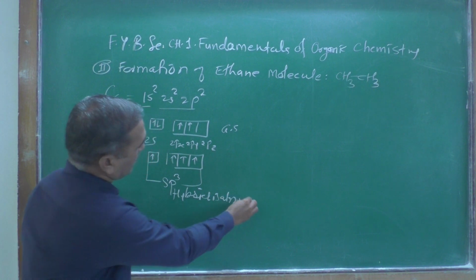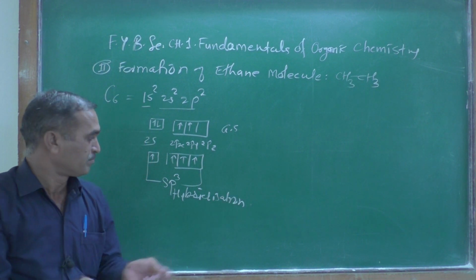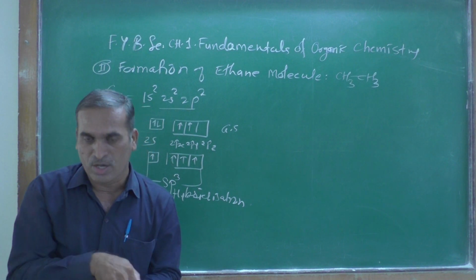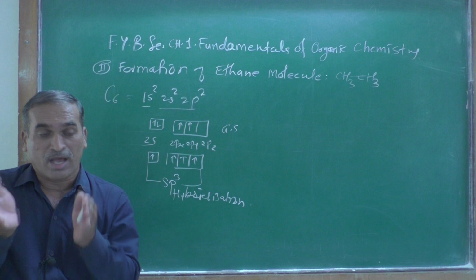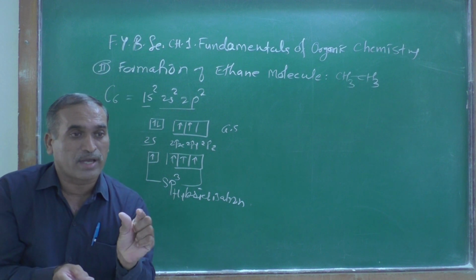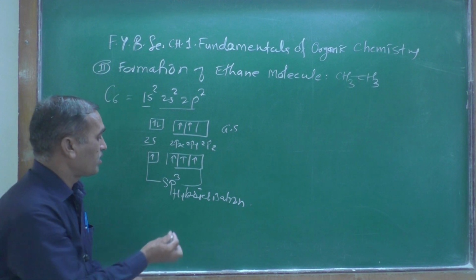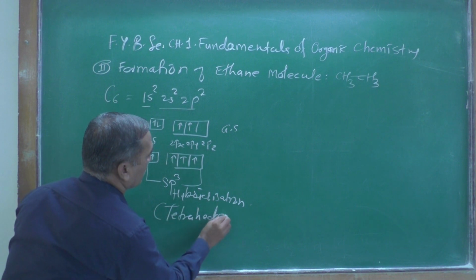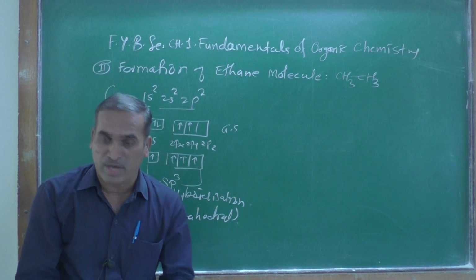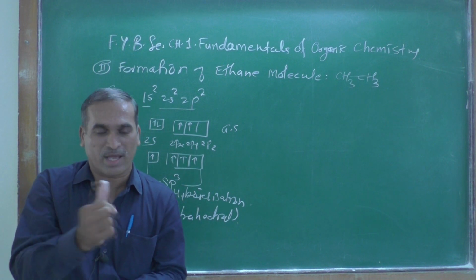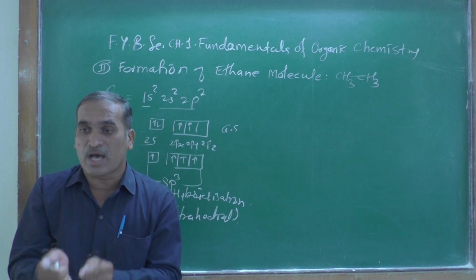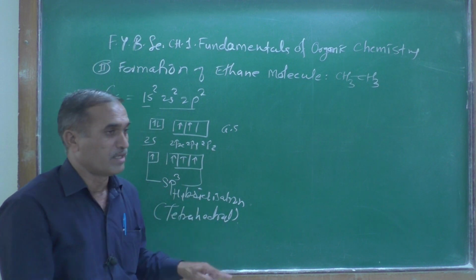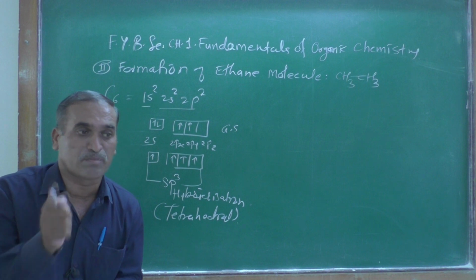Hybridization, right? When sp3 hybridization happens, it has a definite geometry. What kind of geometry does it acquire? It acquires the tetrahedral geometry. Tetrahedral geometry is found, and as we know, the bond angle of a regular tetrahedral is always 109.5 degrees.